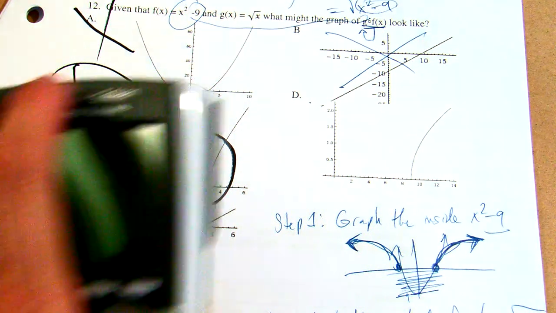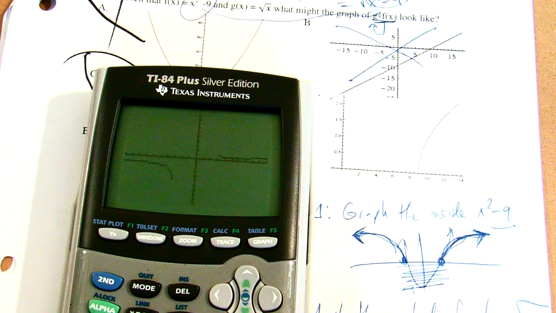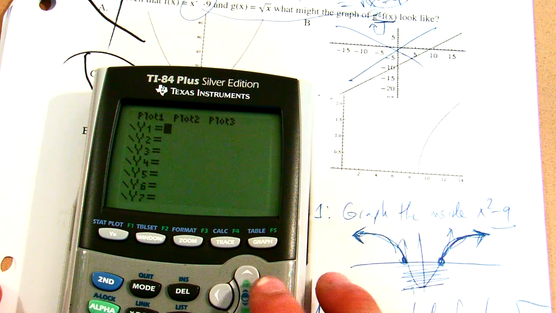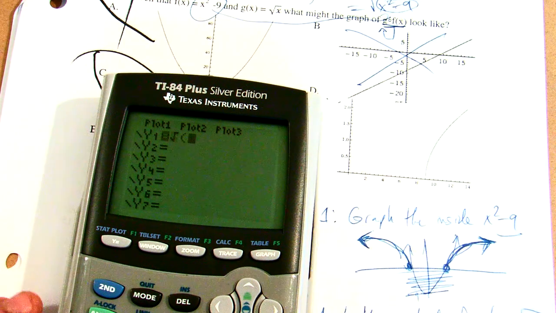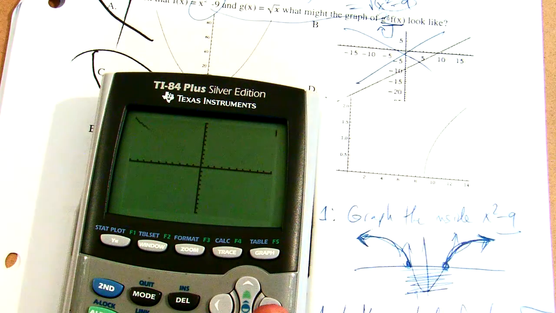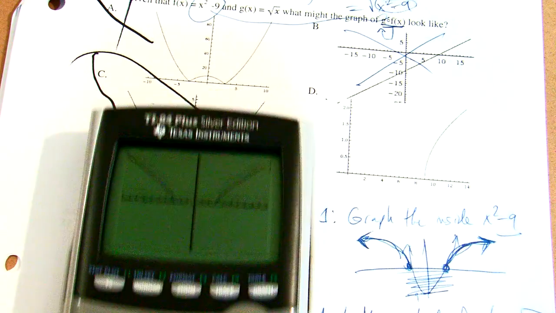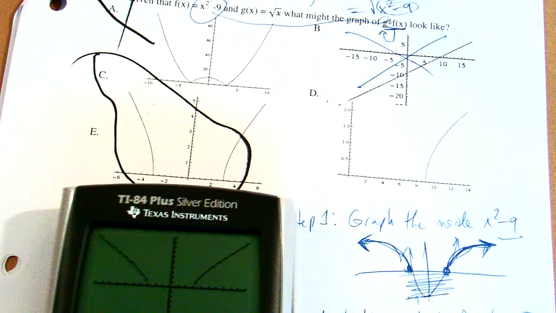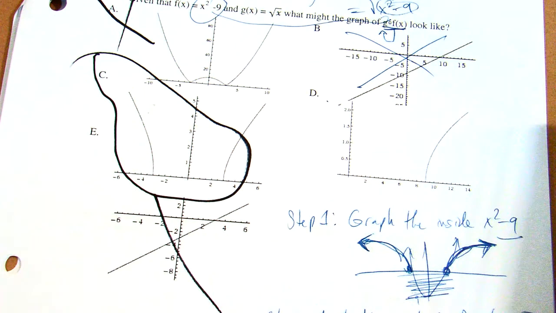Also, if you wanted to, you could also just graph it out. So if we look here, we go to y equals, and we clear this out. We could put it in, it is the square root of x squared minus 9. And if we hit graph, as you can see here, we get this picture, and the only one that looks remotely close to that is clearly C here. So the answer is C.